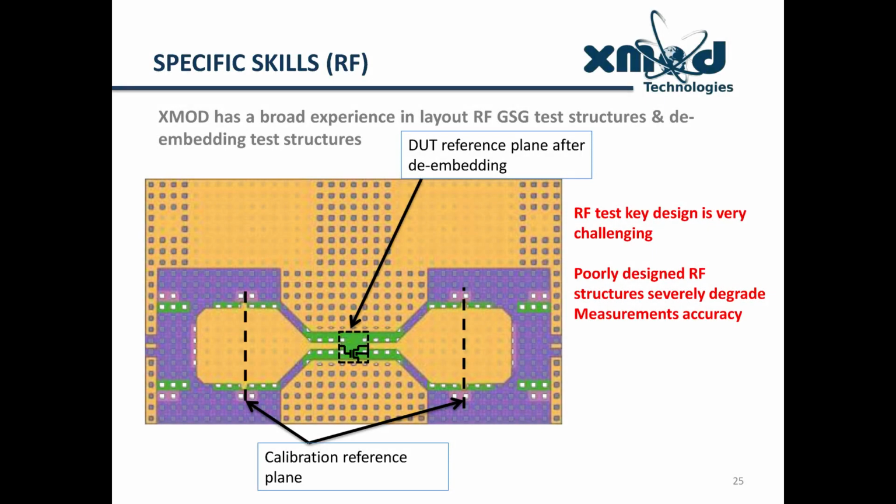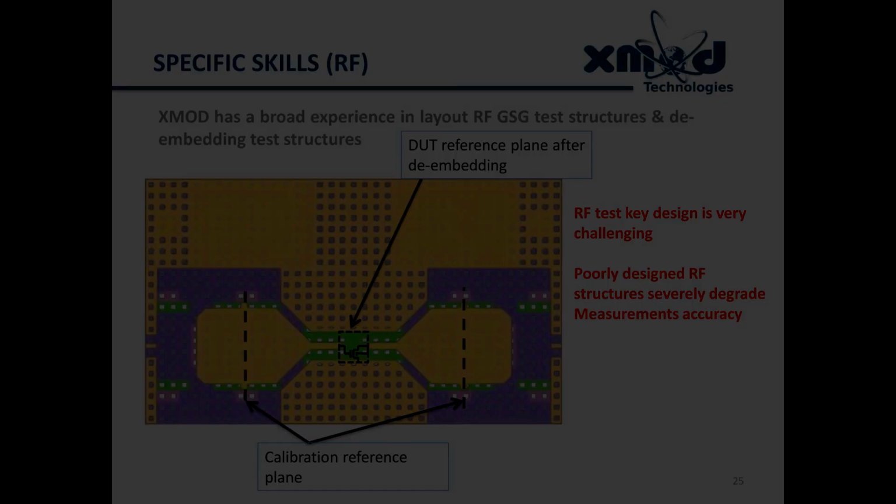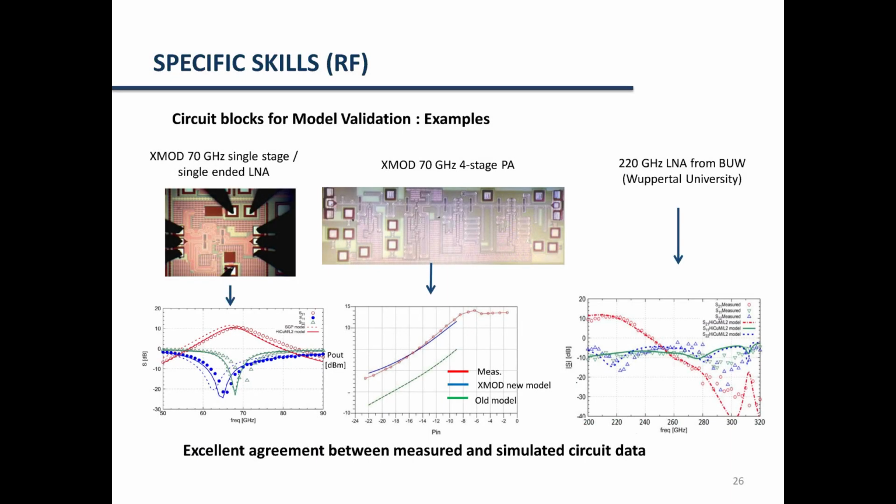RF test structures are one of the most difficult to design, and XMOD has a broad experience in the layout of the RF GSG test structures and all the associated de-embedding test structures. The RF test key design is very challenging, and the problem is that poorly designed RF structures severely degrade the measurement accuracy.